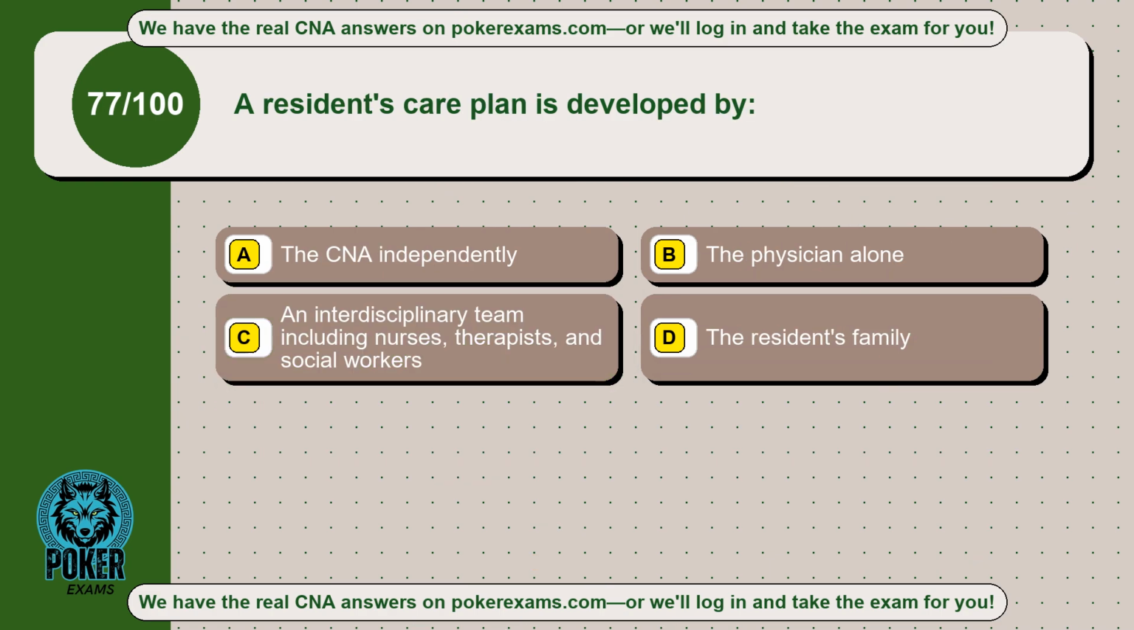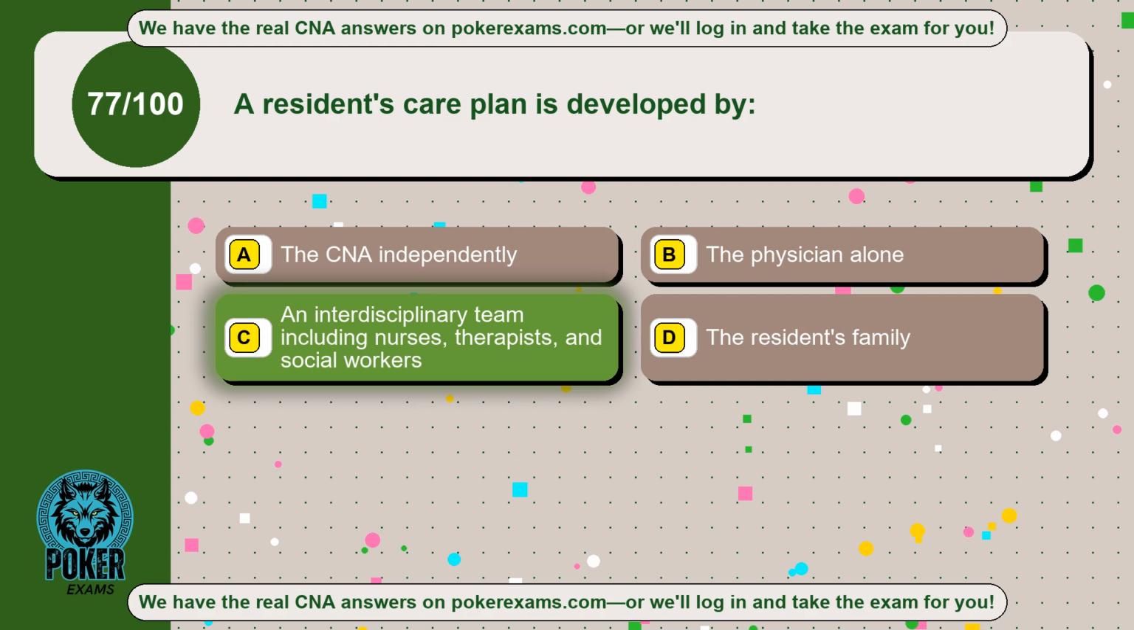Question 77. A resident's care plan is developed by: Option A, the CNA independently. Option B, the physician alone. Option C, an interdisciplinary team including nurses, therapists, and social workers. Option D, the resident's family. The correct answer is option C, an interdisciplinary team including nurses, therapists, and social workers.